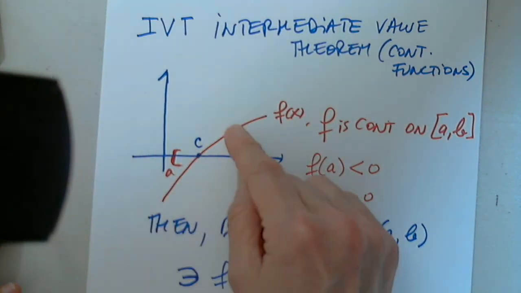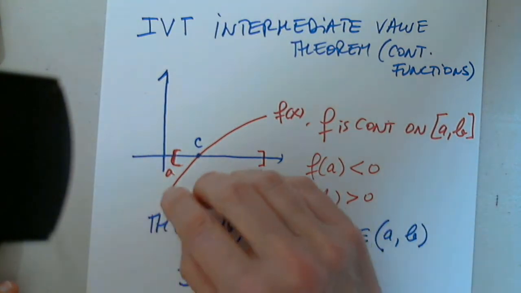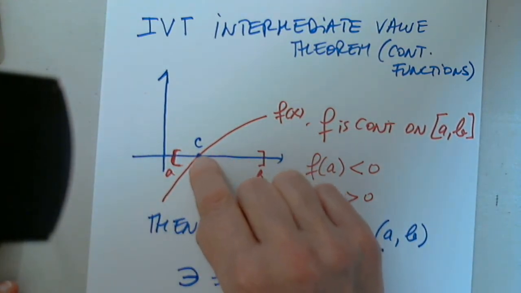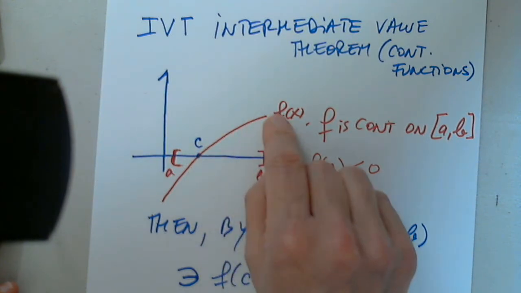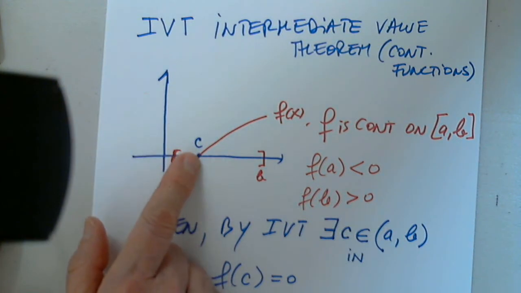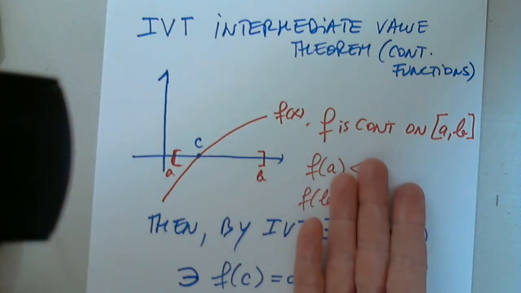The function cannot jump over 0. It's continuous. So if it comes from negative, it has to cross, it has to have an intercept, because otherwise it will not go positive. Or if it's coming from above, it has to cross. Otherwise, it will never go negative. But it has to because it's continuous.